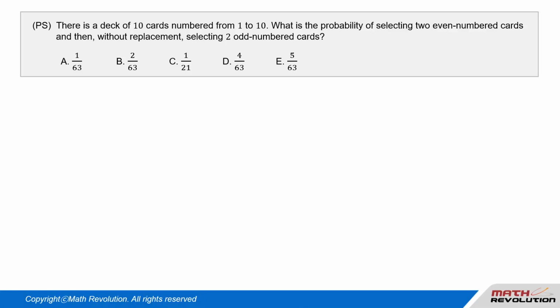Question 4. There is a deck of 10 cards numbered from 1 to 10. What is the probability of selecting 2 even-numbered cards and then, without replacement, selecting 2 odd-numbered cards?